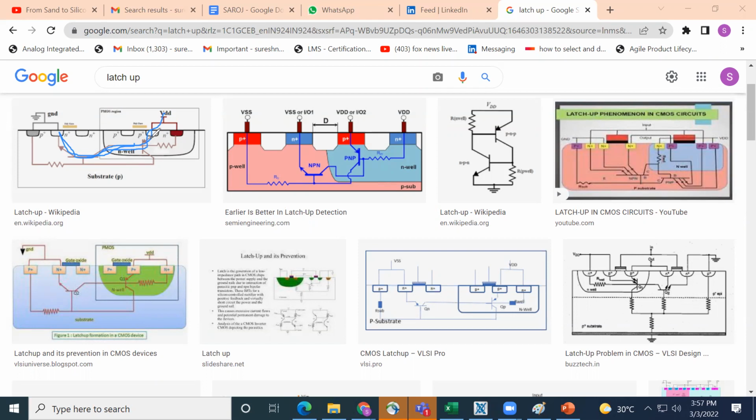So where is the PNP created? Like P plus, N-well and P substrate. Here N plus, P-well, then N-well, NPN. So due to this, a short circuit path is created. Mind the arrow, you can see this short circuit path is created. So you have to draw this one. Just practice it. This is very important. They will definitely ask.